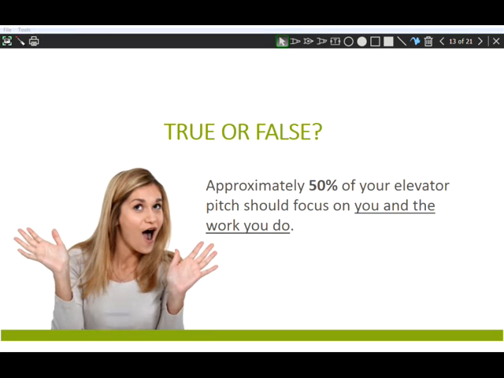In terms of talking about you and the work that you do, when you're thinking of a quick 30 to 60-second elevator pitch, I'd probably say maybe 15%, maybe 20% max of the conversation or your pitch. So good. Thanks for jumping in so quickly on the true false. It's always interesting to see what everybody's thinking.